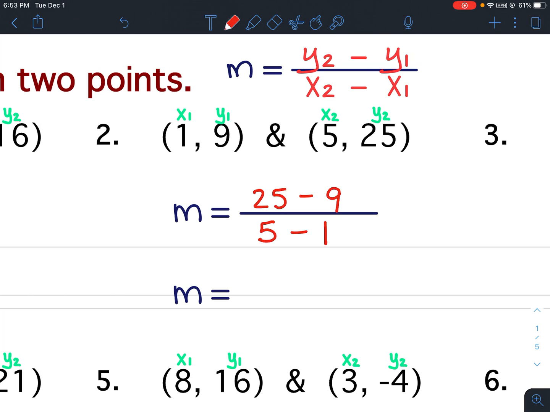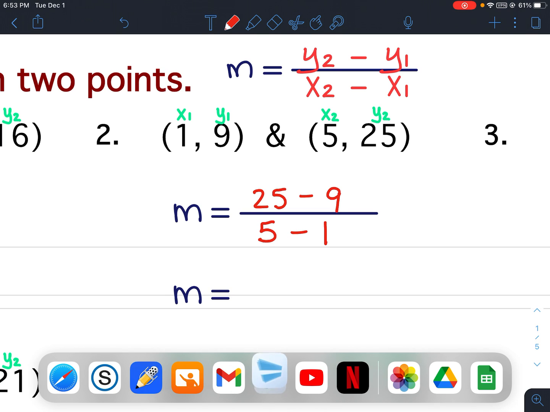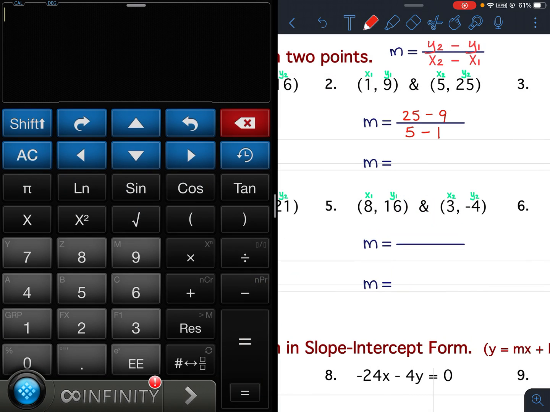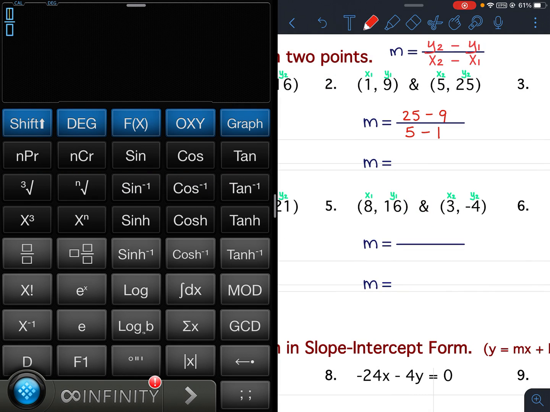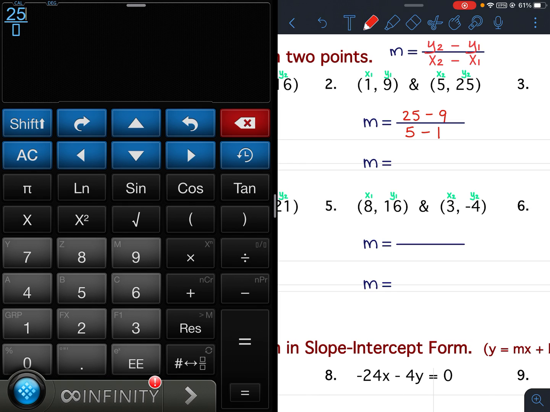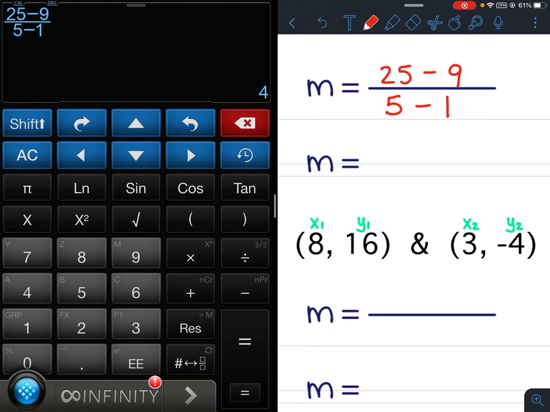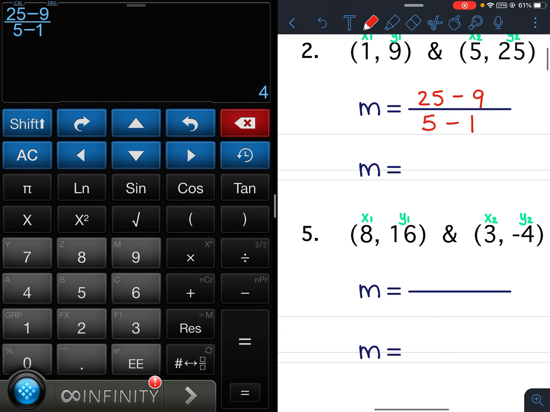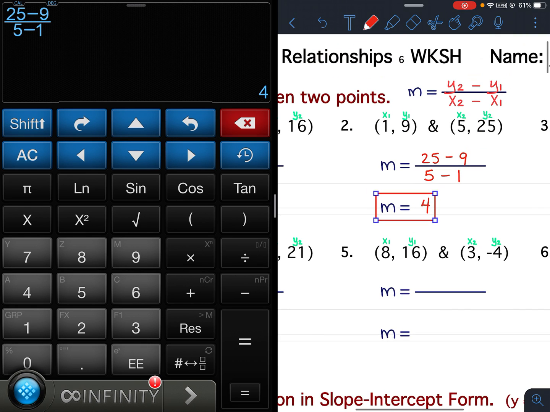Now, you're going to put it in your calculator exactly how it looks. So I'm going to start by pressing the fraction button, and then I'm going to put 25 minus 9 in the numerator, and 5 minus 1 in the denominator, and I get 4. So the slope for number 2 is 4. You can ignore the other lines there. Okay.